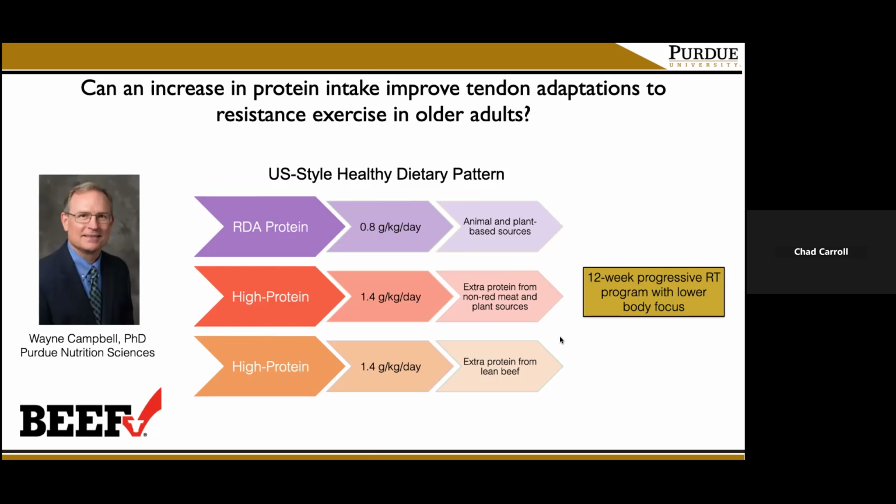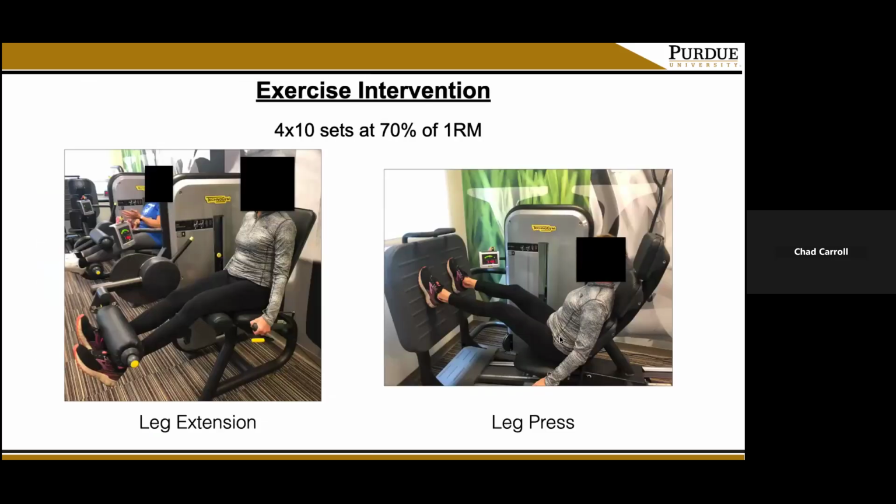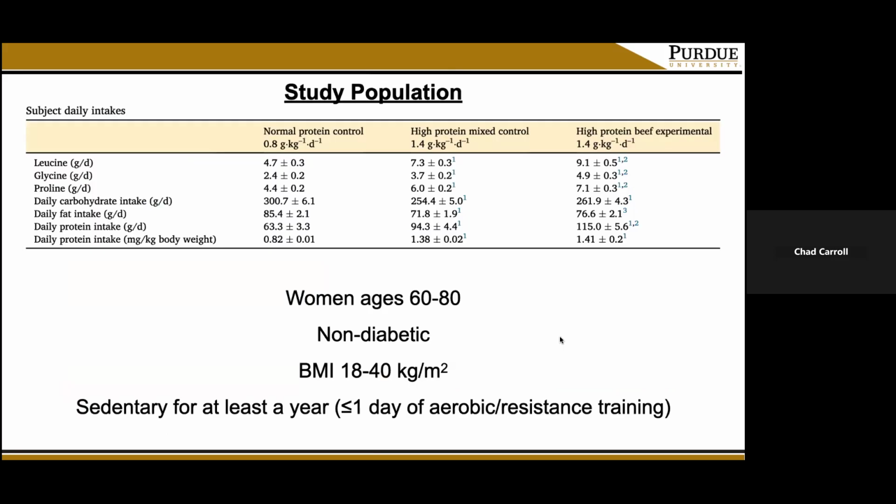And then we ran them through a 12-week resistance training program, focusing on the lower legs. And we focused only on adult women, one, because they're more vulnerable to sarcopenia, but also that was what the company was more interested in. And we chose that exact same protocol that had been used in young adults to induce tendon hypertrophy. So we had a model that we think would work.